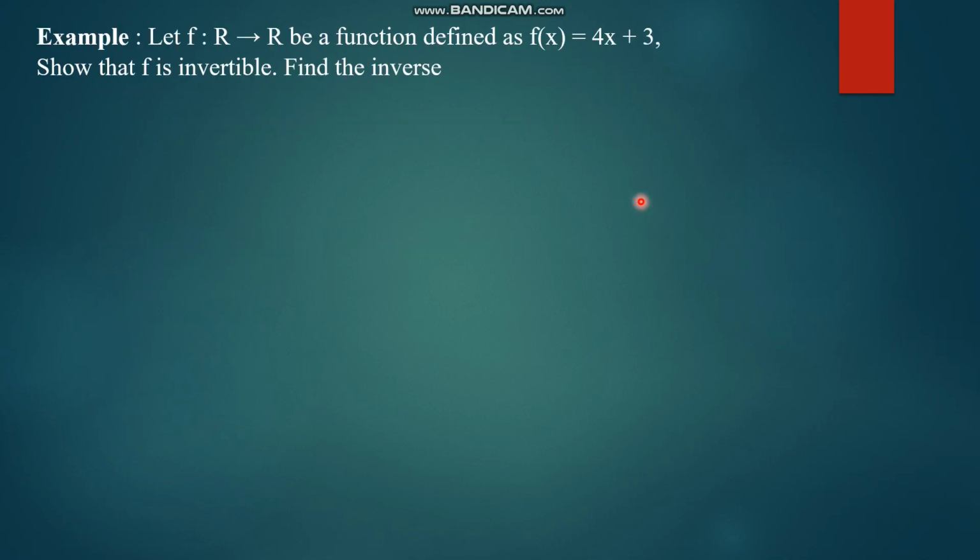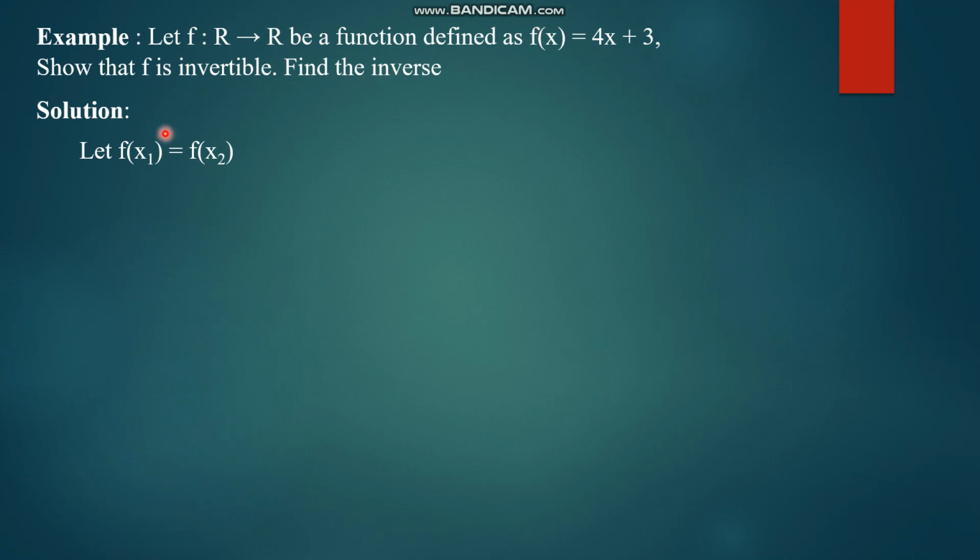Now let's take an example. This is one of the important questions. Let f from R to R be a function defined as f of x is equal to 4x plus 3. Show that f is invertible. Find the inverse. Now we will start with proving the function is 1-1.